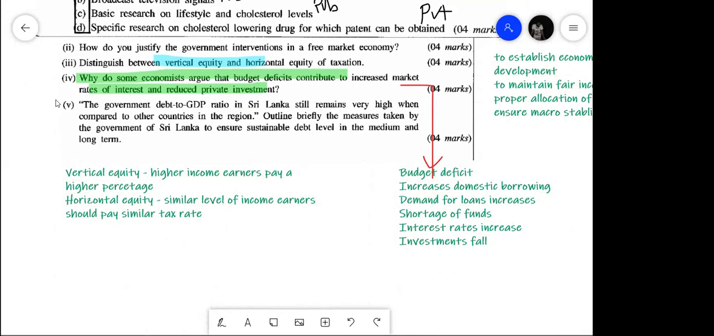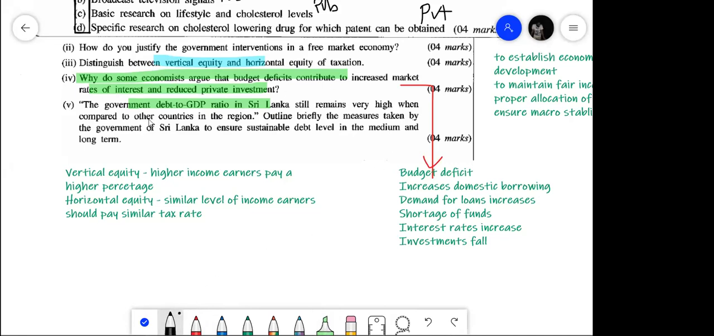Question number five. The government debt to GDP ratio still remains very high when compared to other years. Outline briefly the measures taken by the government to ensure a sustainable debt level in the medium and long term. Again, this is directly in the central bank report, guys. The debt to GDP ratio is high. We do have a lot of debt, but our GDP is also decreasing, so the debt to GDP ratio has increased. So what has the government done?